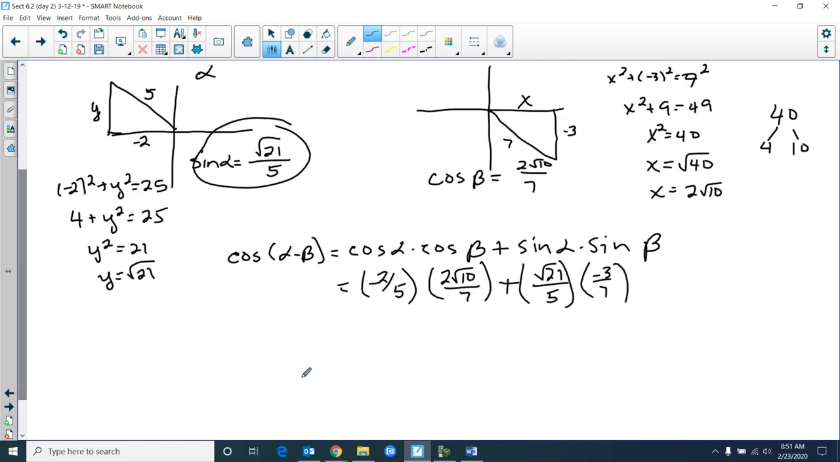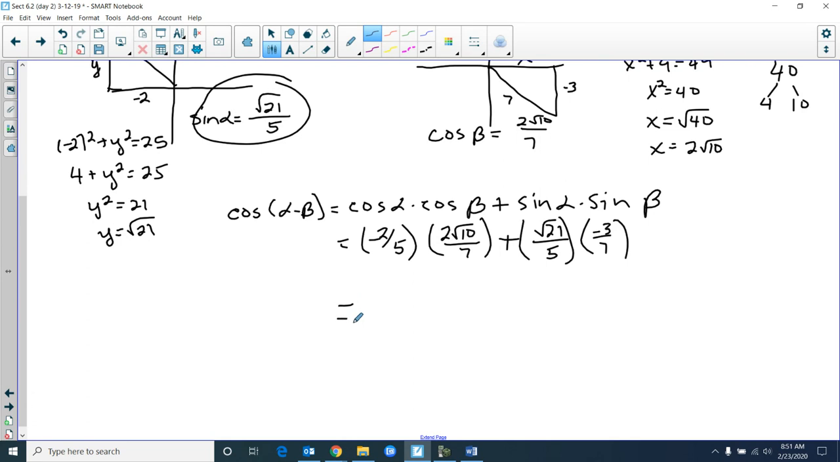All right, we have to simplify this. This is a little bit nasty here because we got some radicals, we got some fractions. Negative 2 times 2 square root of 10. Remember, you multiply outsides together, insides together. 2 times 2 is 4. Negative 4 square root of 10 over 35 plus, that's going to give me negative 3 square root of 21. You can't actually multiply anything together. 21 doesn't simplify. 5 times 7 is 35.